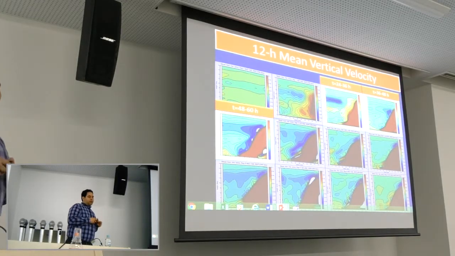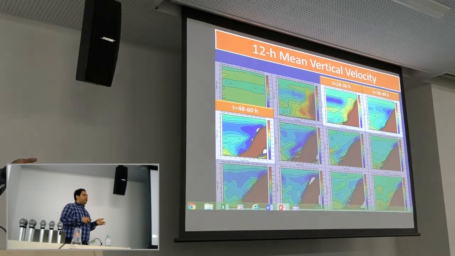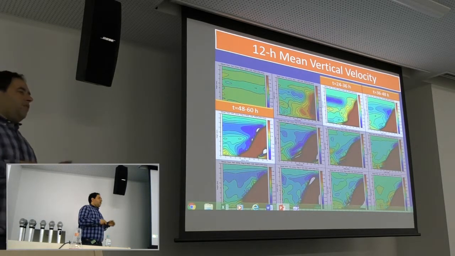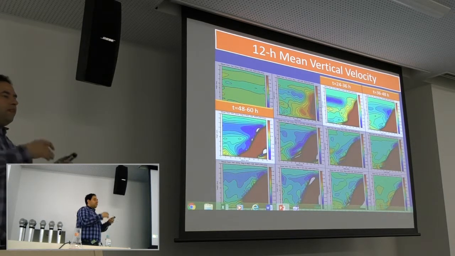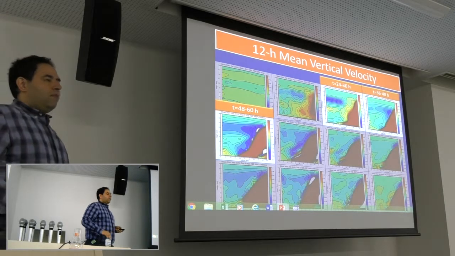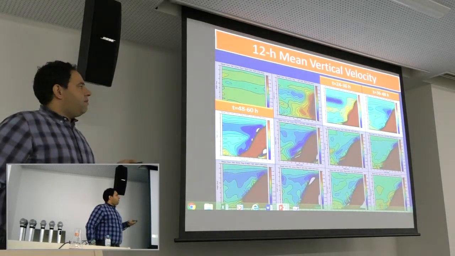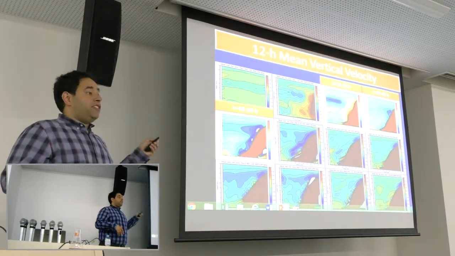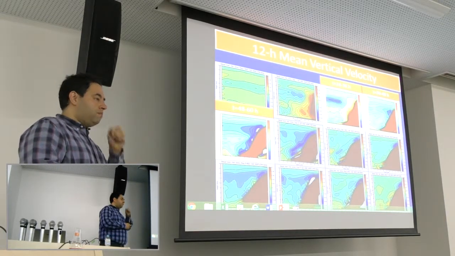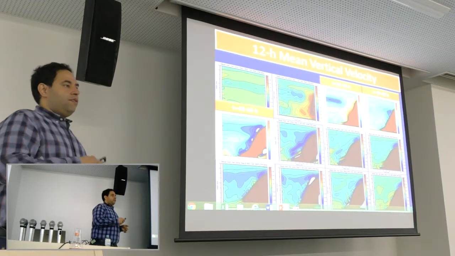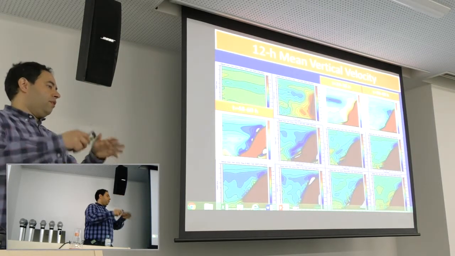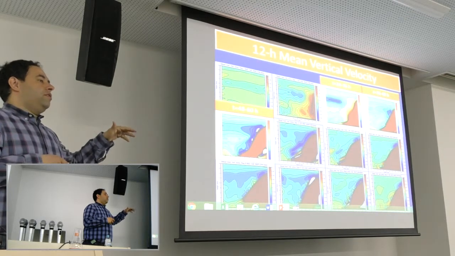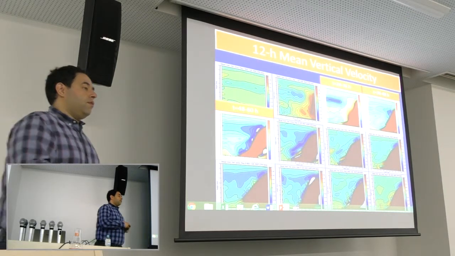As far as I know, there are very few studies that have actually looked at the time variation of the mean vertical motion in the eye, because in order to do this, you need to save high frequency output, maybe this is from 6 minute output. If you use anything coarser than that, you get aliasing of high frequency gravity waves, and you won't capture it, you can get just wrong average vertical motion.